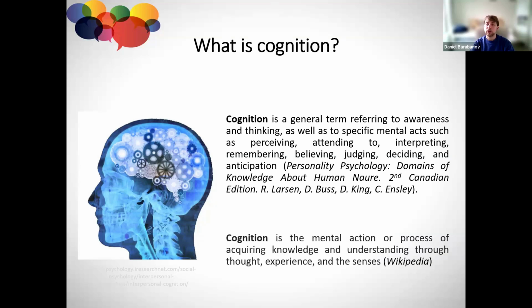A simpler definition is provided by Wikipedia. Cognition is a mental action or process of acquiring knowledge and understanding through thought, experience, and senses. So in this domain, psychologists try to focus on cognitive functions and cognitive processes, thinking that the way we understand, interpret, and think about ourselves and the reality around us determines our personality.